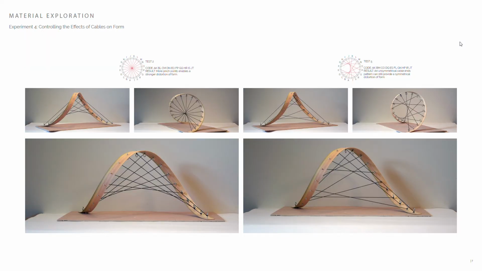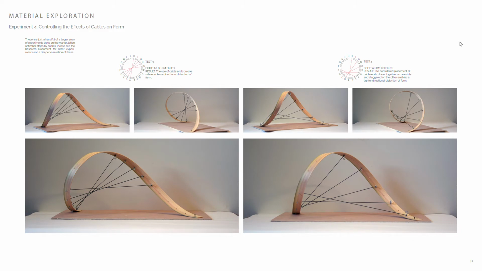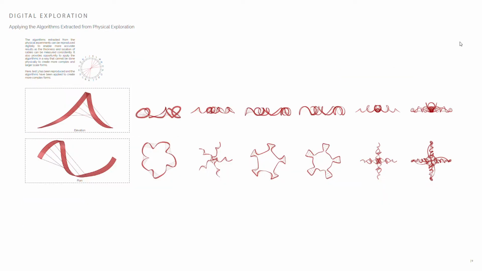Here we can see that a symmetrical pattern in cable arrangement creates a symmetrical form. Alternatively, an asymmetrical pattern can still create a symmetrical form. Clustering the cables at one end of the strip can cause a strongly distorted form, and milder clustering gives a similar but milder distortion. These results can be easily documented and their algorithms extracted to be reproduced digitally.